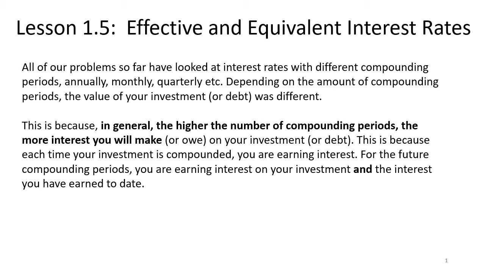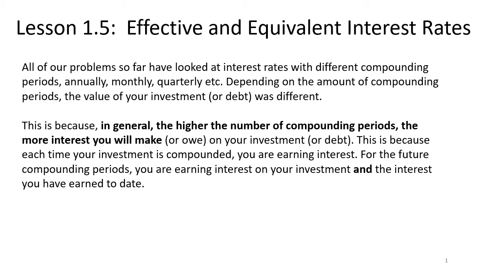The reason for that, if you remember way back to the start of this unit, is that compound interest means you earn interest on the interest you've already earned. So each time you have a compounding period, you earn interest. Then the next compounding period, you earn money on your investment, plus you earn money on the interest.